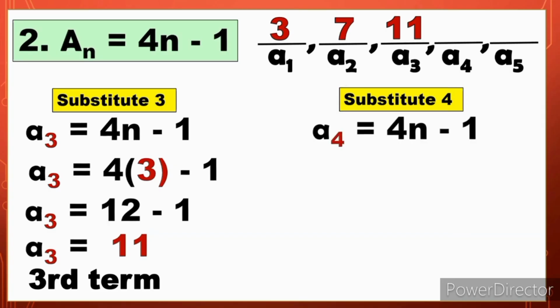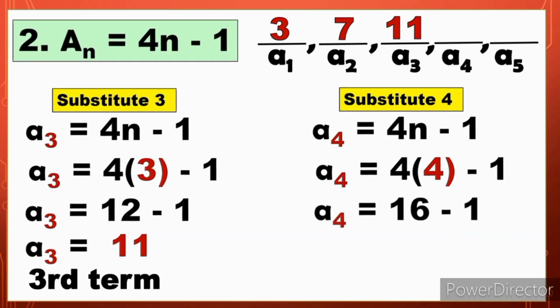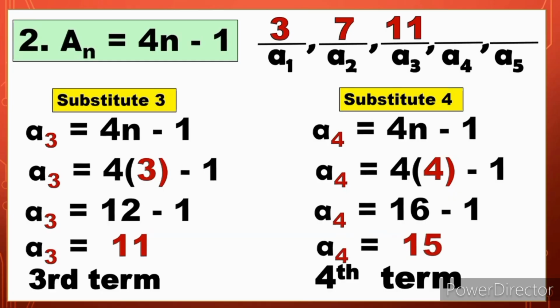So, now we have a sub 4 equals 4n minus 1. And then, it becomes a sub 4 equals 4 times 4 minus 1. Then, simplify, 4 times 4 is 16. Then, 16 minus 1 is 15. So, a sub 4 equals 15. And that is our fourth term.